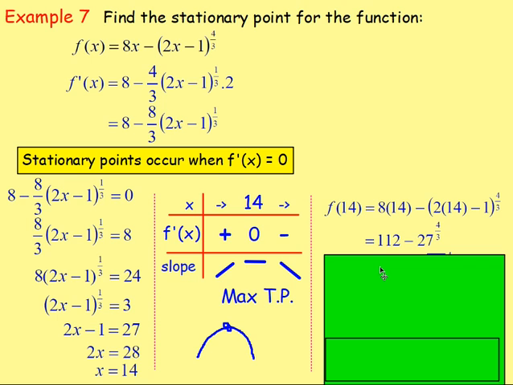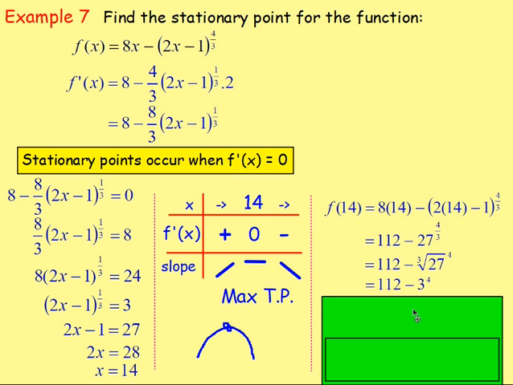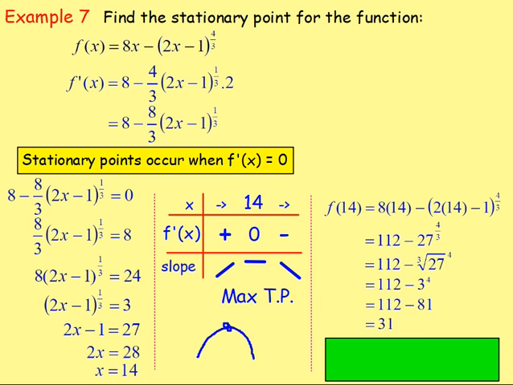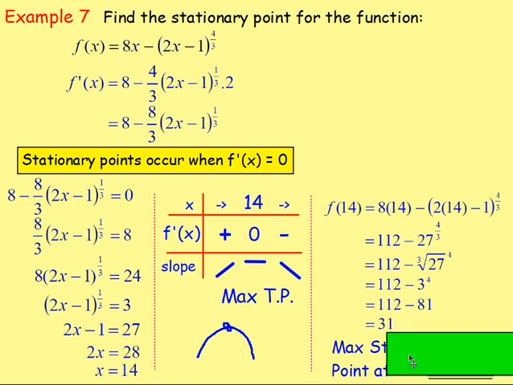Work that out. You could just use a calculator for that, but you get 112 take away 27 to the power of 4/3. Remember, to the power of 4/3, at the bottom you've got the root, so it's the cube root of 27. Multiply that to the power of 4. From there, that gives us 112 take away 3 to the power of 4, which is 112 take away 81, which is 31. Therefore, you know the y-coordinate will be 31, the x-coordinate is 14, so you can say that there is a maximum stationary point, or a maximum turning point, at (14, 31). And that will be your answer.